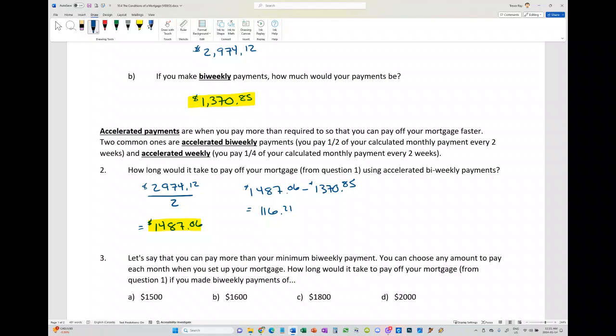Let me double check that number. It looks wrong. No, that was right. Yeah, I think I'm just looking at the numbers backwards in my head. Okay, so we're making an extra $116.21 biweekly above what we are actually required to.